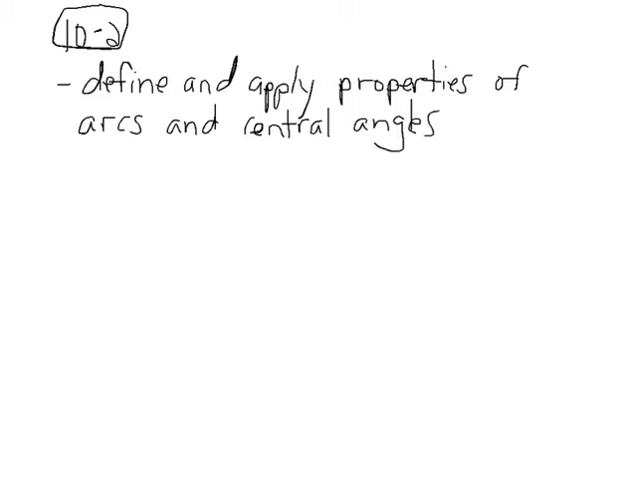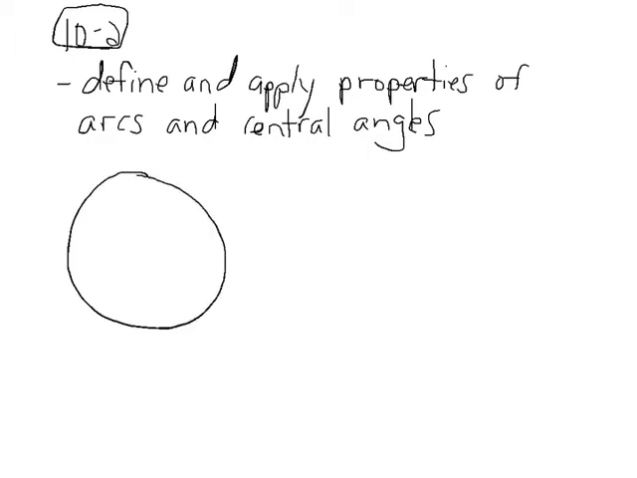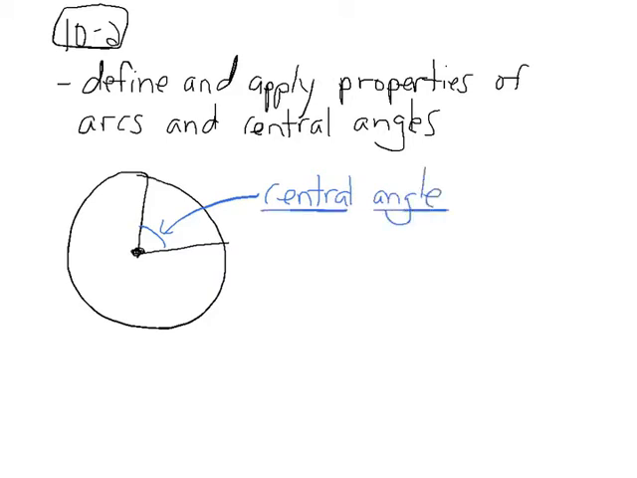Well, the first thing we need to talk about is what is a central angle. If we look at a circle and I draw an angle such that the vertex of the angle is at the center of the circle, this angle is my central angle. The angle has its vertex at the center of the circle.